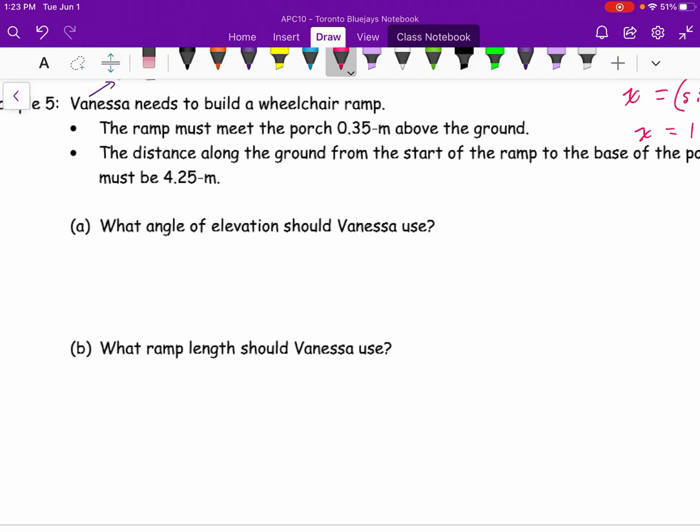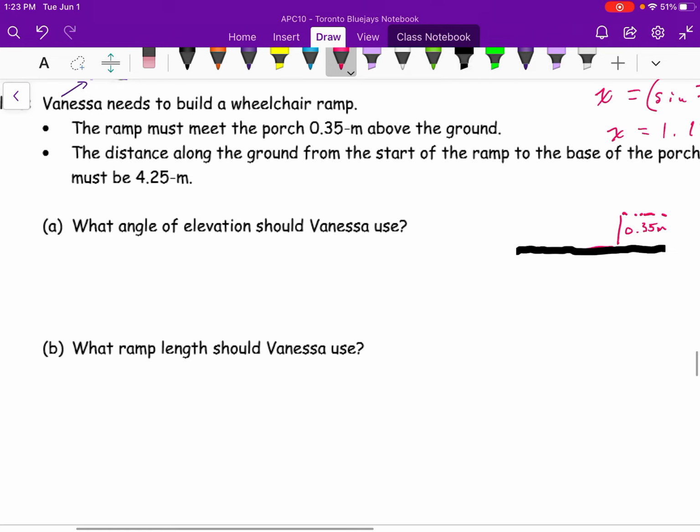Vanessa needs to build a wheelchair ramp. The ramp must meet the porch 0.35 meters above the ground. So I'm going to draw the ground here, and ground is very important because it is the horizontal. So there's my ground. The ramp must be 0.35 meters above the ground. So I guess this would be the porch over here, and that's not very consequential.